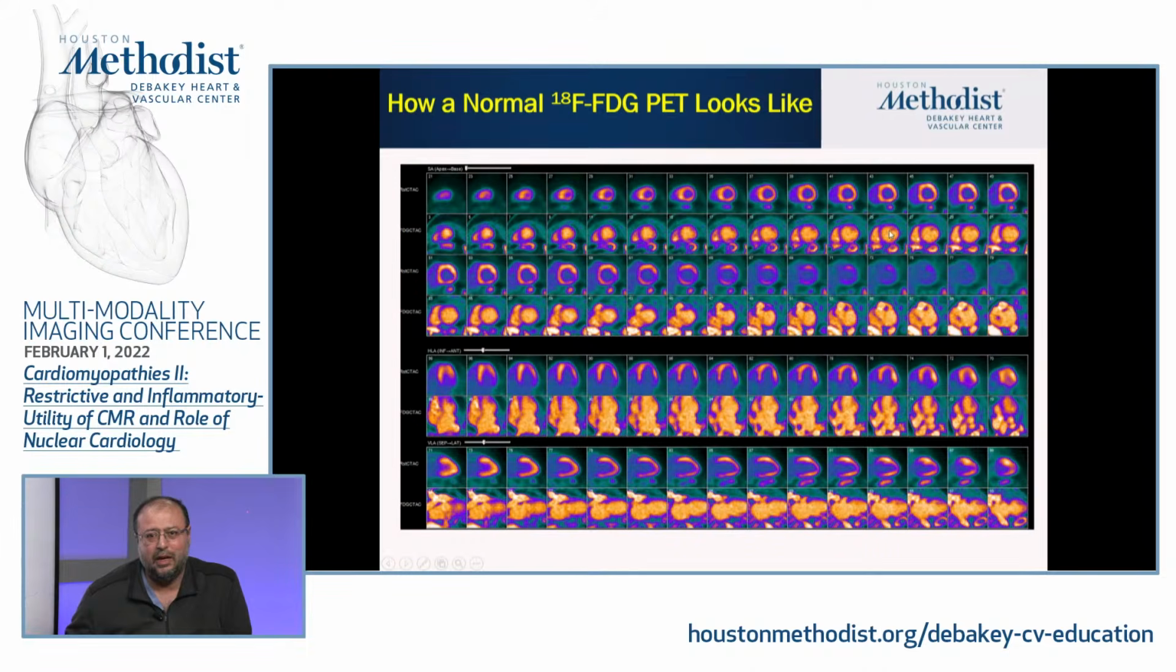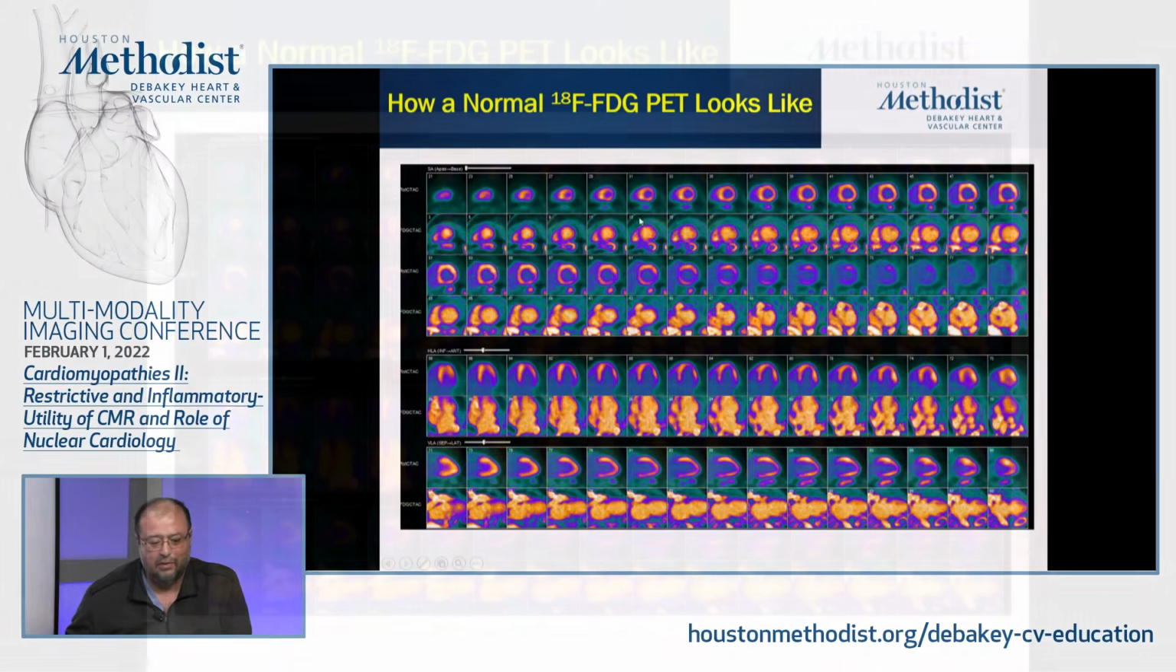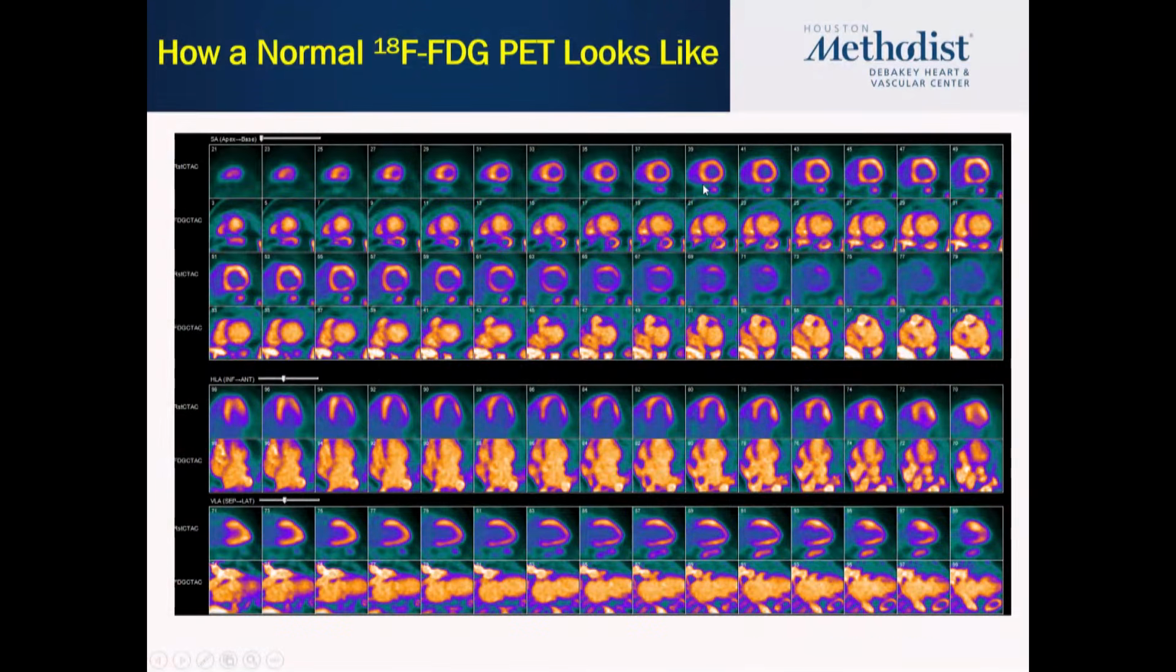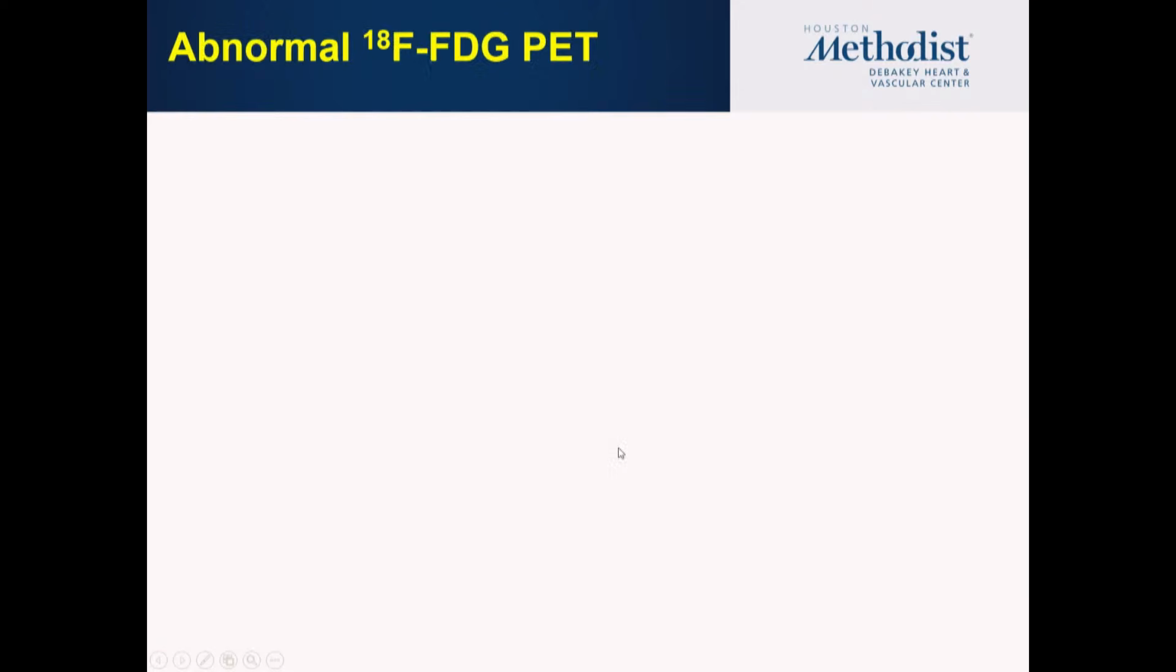And if we do it with our display in nuclear cardiology, you see on the top row is the perfusion images, and then on the lower row you see the FDG images, and you see the myocardium without any FDG uptake on different cuts and different views.